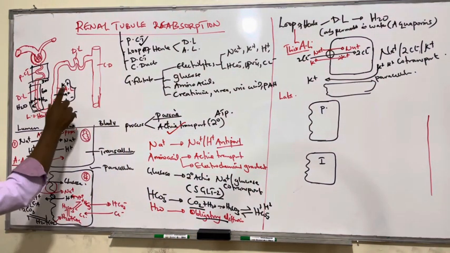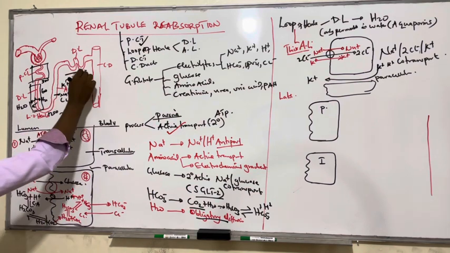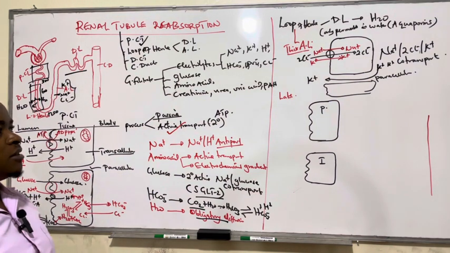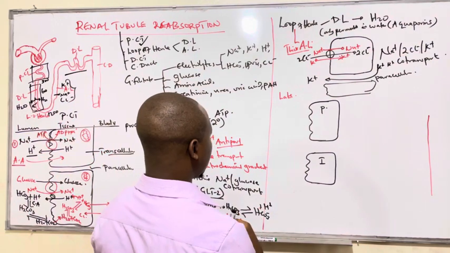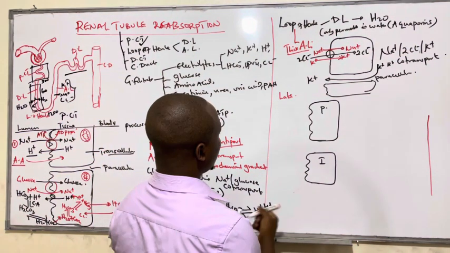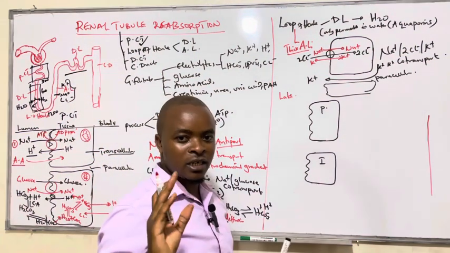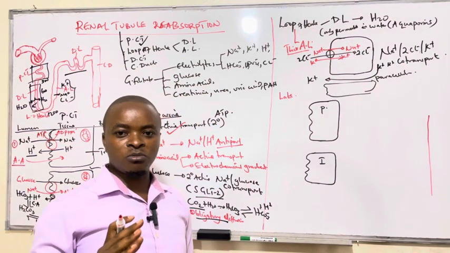As we conclude this, the last part of reabsorption is the distal convoluted tubule.